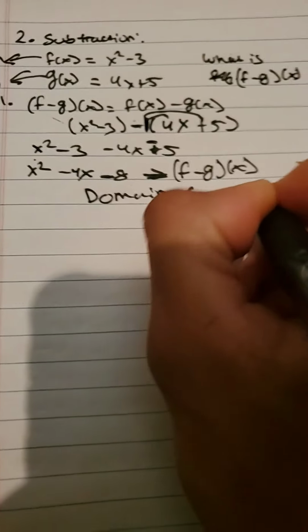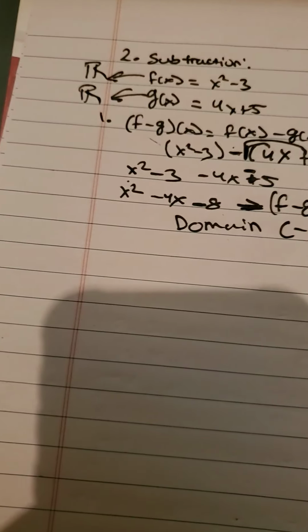So pretty much we say, okay, this is equal to f minus g of x, and its domain is all real numbers. Okay. Multiplication.